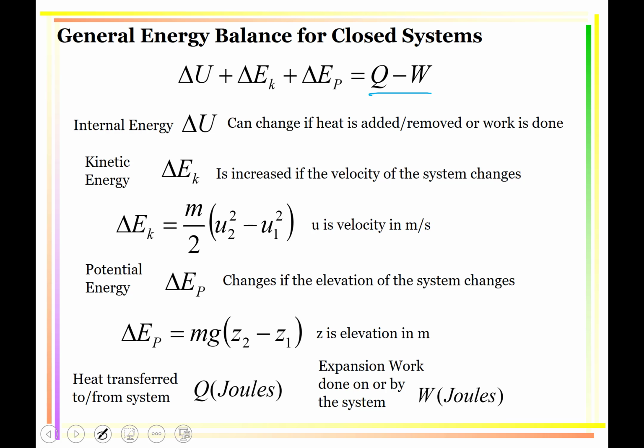We've already gone through this, and you've seen this in physics. So you have internal energy, then you have kinetic energy, which increases if the velocity of the system increases. And we have potential energy, which is the change in the elevation of the system. We write that one as mg delta z, where g is the gravitational constant. Heat is going to be in joules, and work is also going to be in joules.